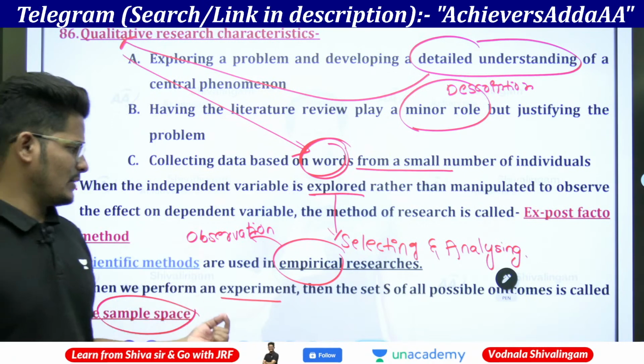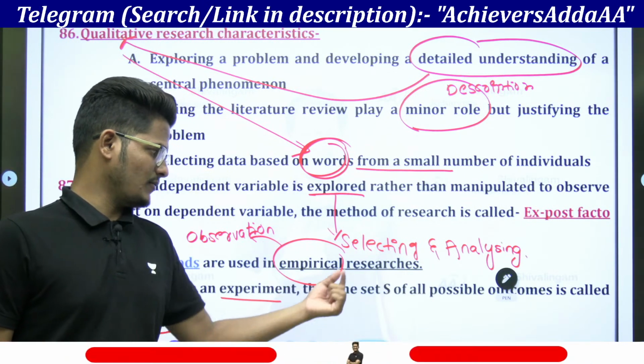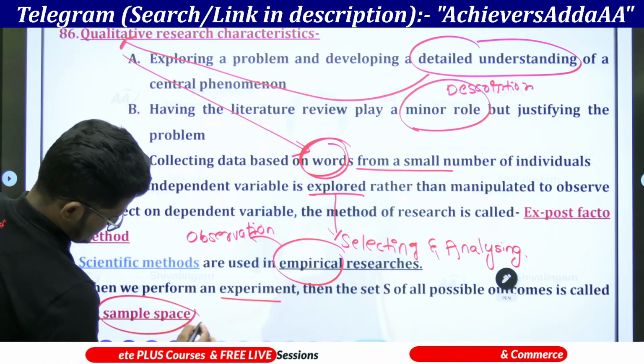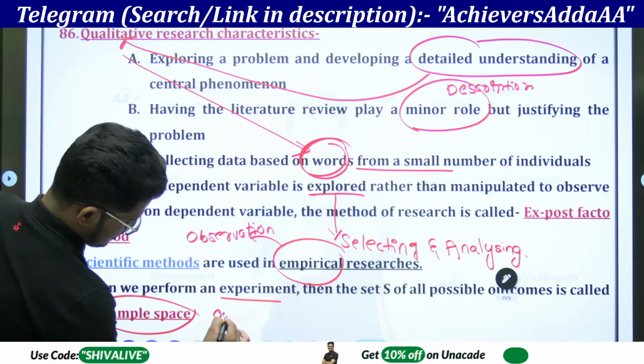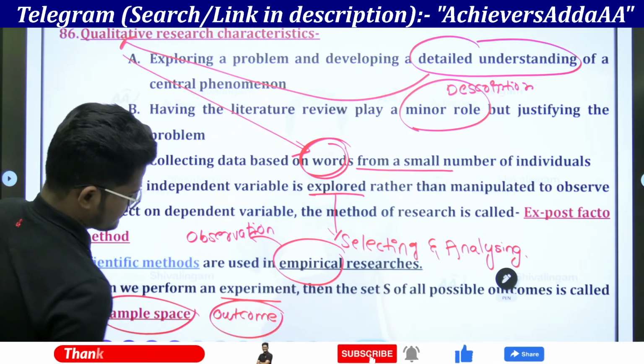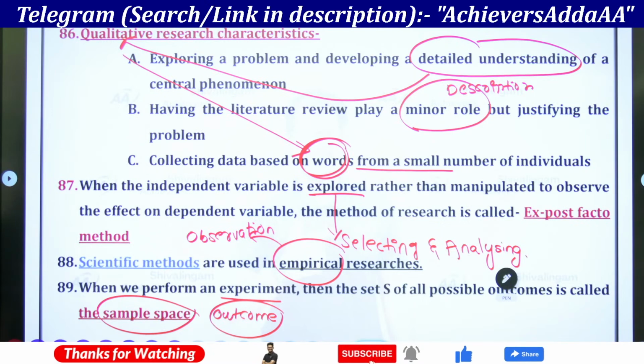When we perform an experiment, the set S of all possible outcomes is called a sample space. Here the sample space indicates the outcomes or the portion that we selected out of the entire universe, the entire population.